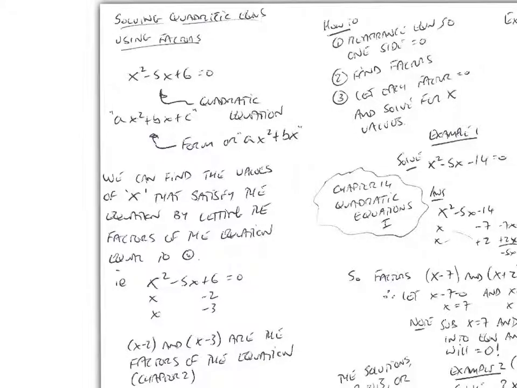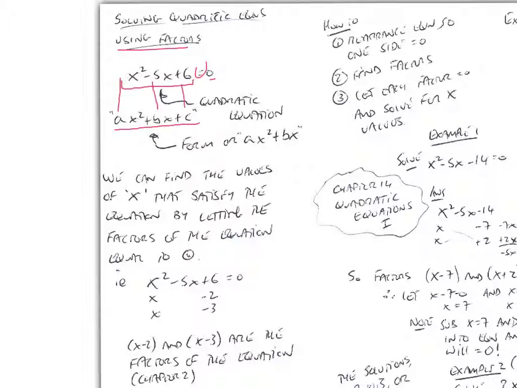Let's look at solving quadratic equations using factors. Okay, so what does a quadratic equation look like? Well, it can take two forms. It can look like this with three terms, and because it's an equation, the equal sign, and in this case 0. That form is known as ax squared plus bx plus c, where a is the numerical value of the coefficient of x squared, b would be minus 5, and c would be plus 6.